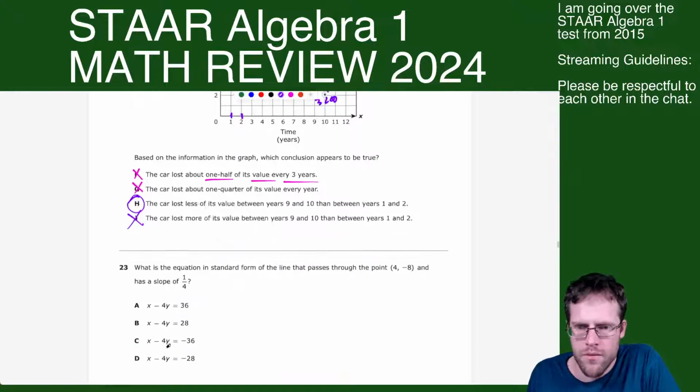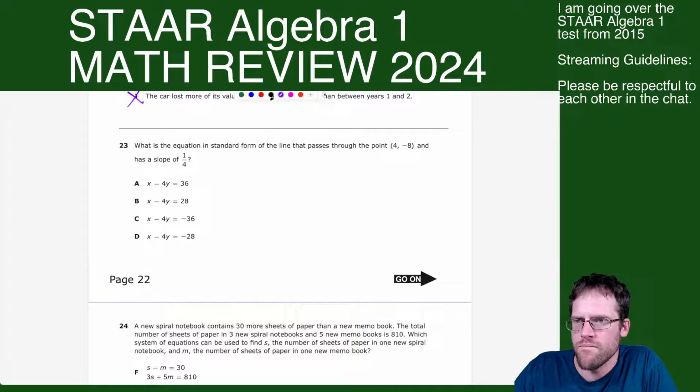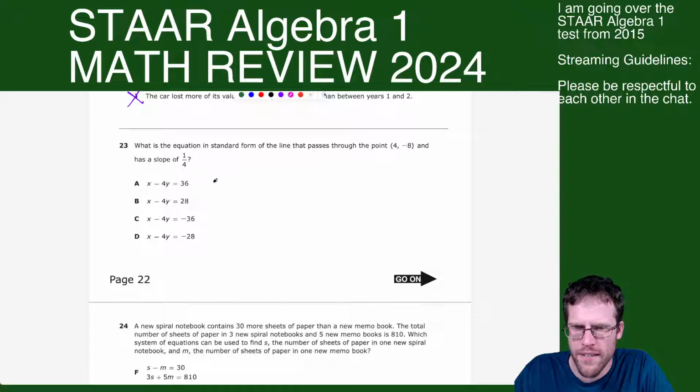All right, moving on. Question 23. All right, so we're closing in on the halfway point. I think 27 is the halfway point. What is the equation in standard form of the line that passes through this point and has this slope?